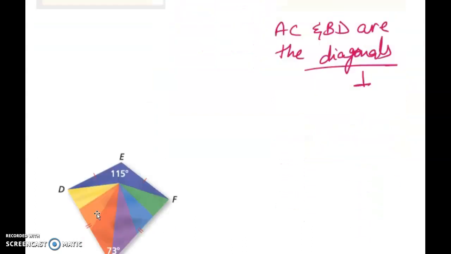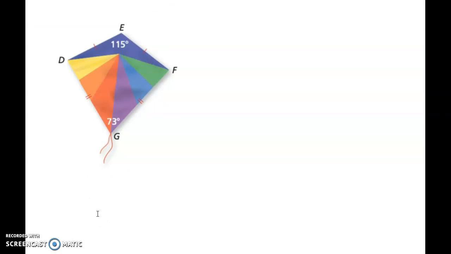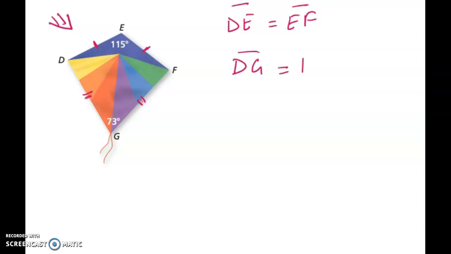To understand it better, let's take one example. So in this particular question, you can see there are two lines. That means DE is equal to EF, right? And here I can see two lines here. So DG is equal to FG. Right. So that means it is a kite, right? Two consecutive sides, they are equal.